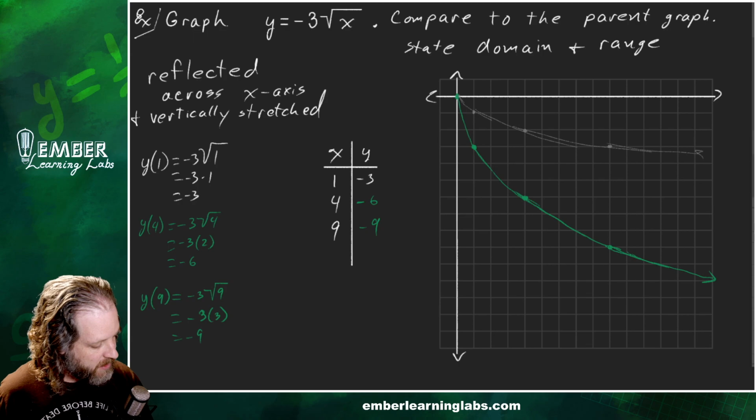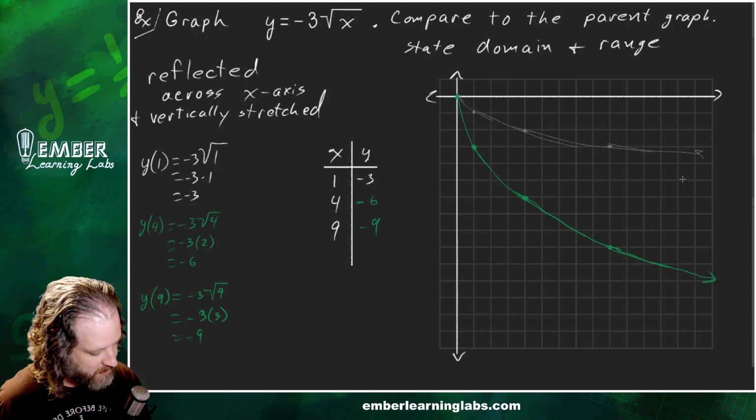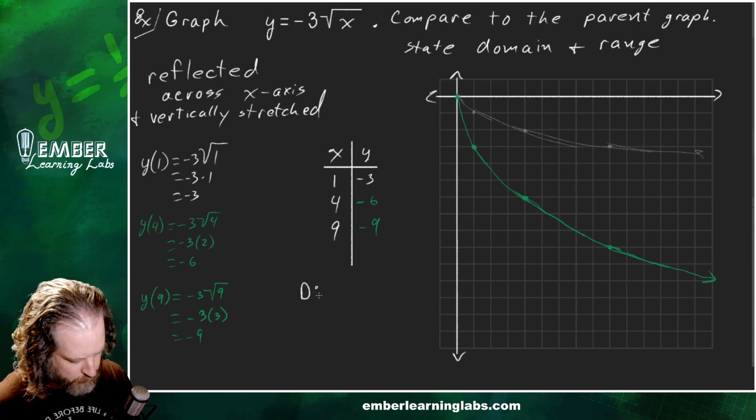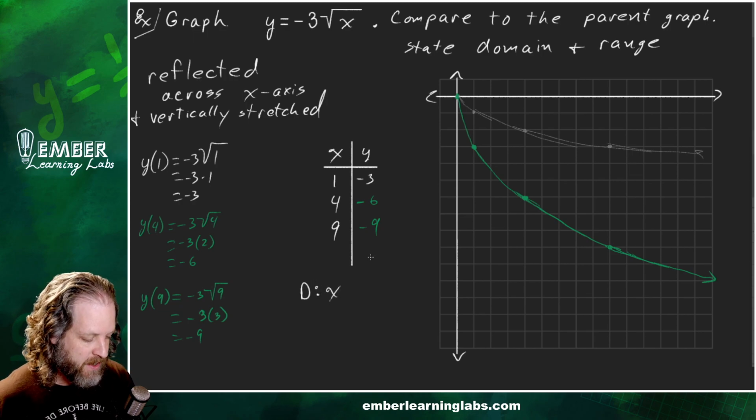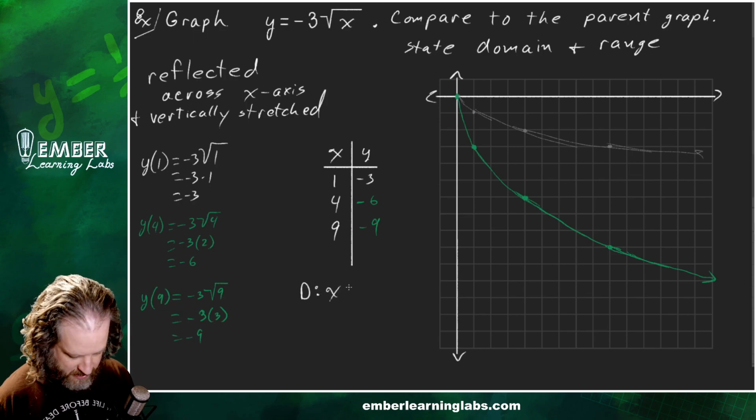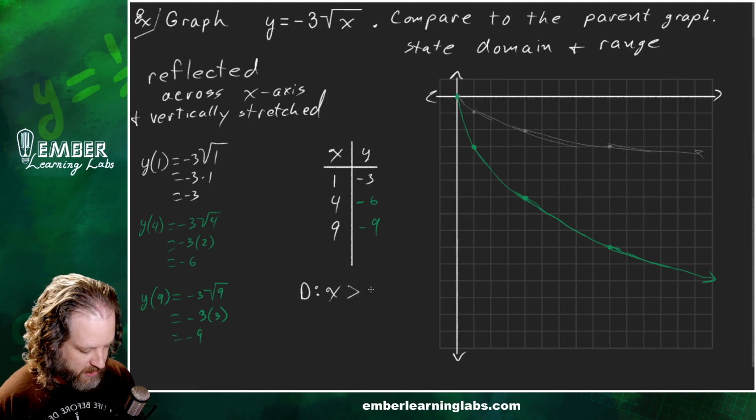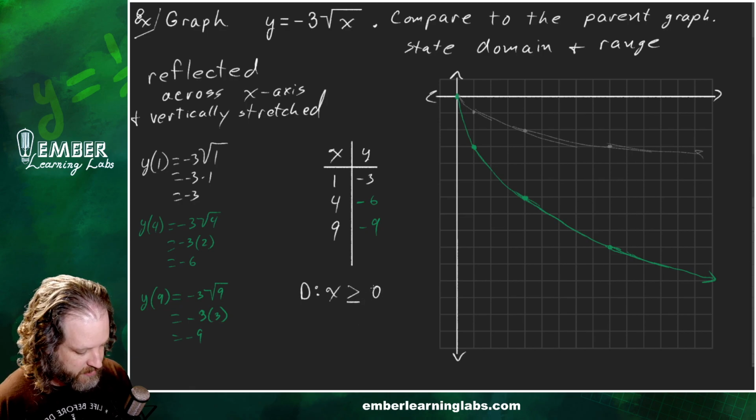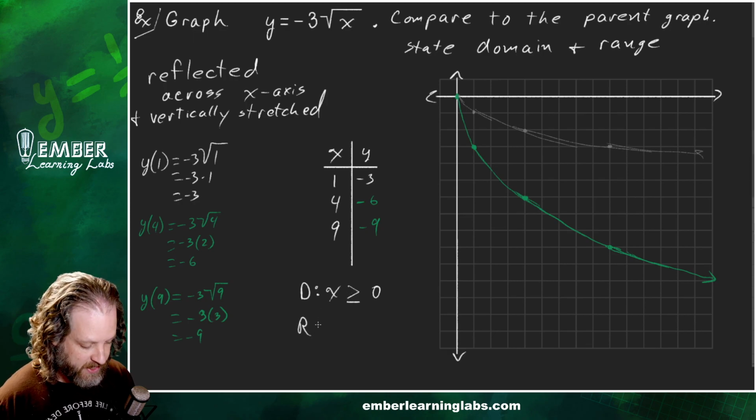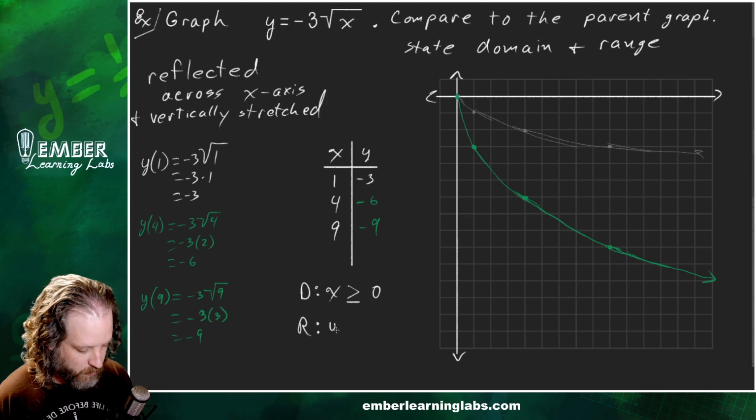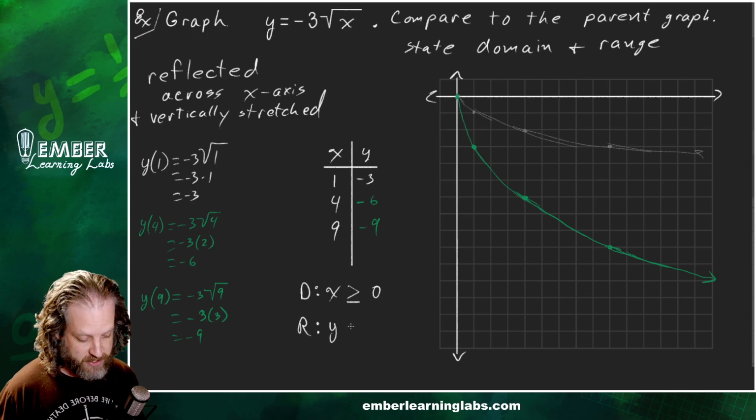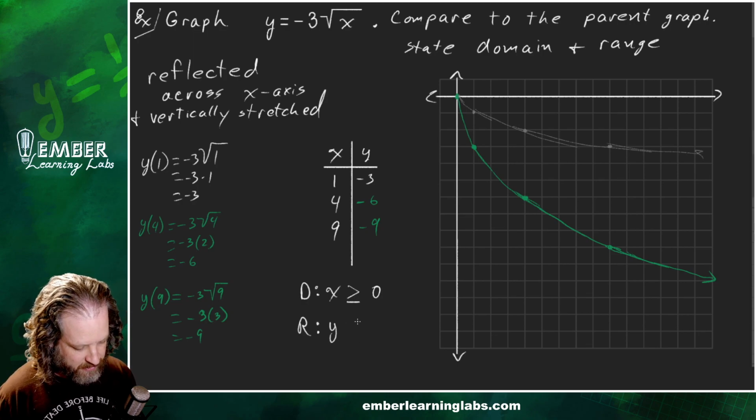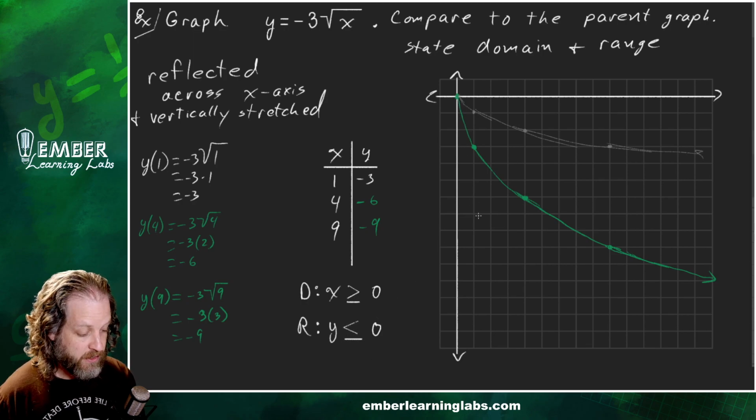So there, we forgot one, and by we, I mean me, I suppose. The domain of this one is just the same as the parent because it didn't move anywhere. So x is greater than or equal to 0, but the range is different this time. For y, instead of being greater than or equal to 0, it is less than or equal to 0, right? Because it starts at 0 and then goes down instead of going up.